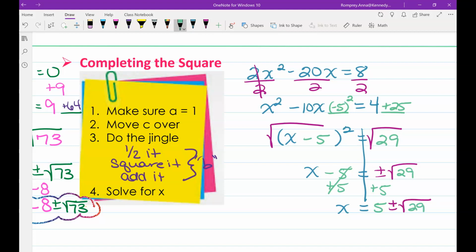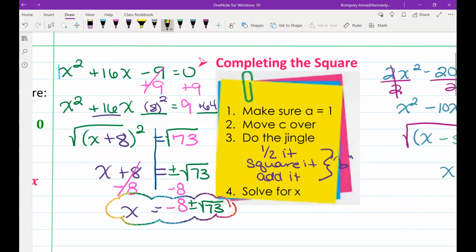Now again, I do want to look to see if I can simplify that radical. 29, 2, 3, 4, no, it's not divisible. So it is a prime number, its only factors are 1 and 29, so I can't simplify. So these are my solutions. Unless a question asks you to round to the nearest hundredth or something like that, then this is literally the only answer you need. That's as far as you need to simplify.